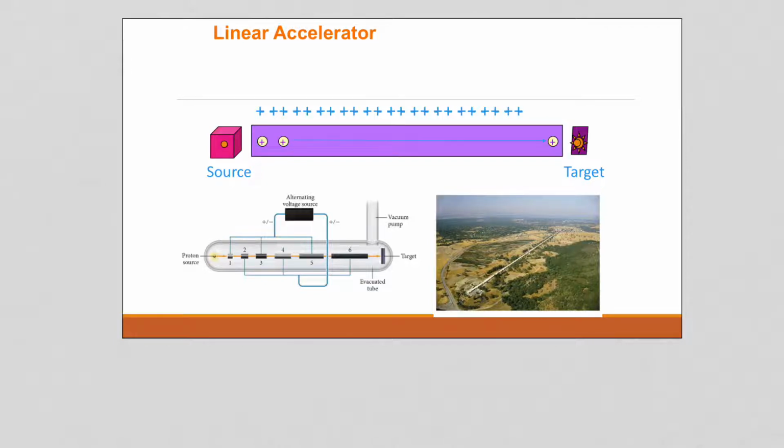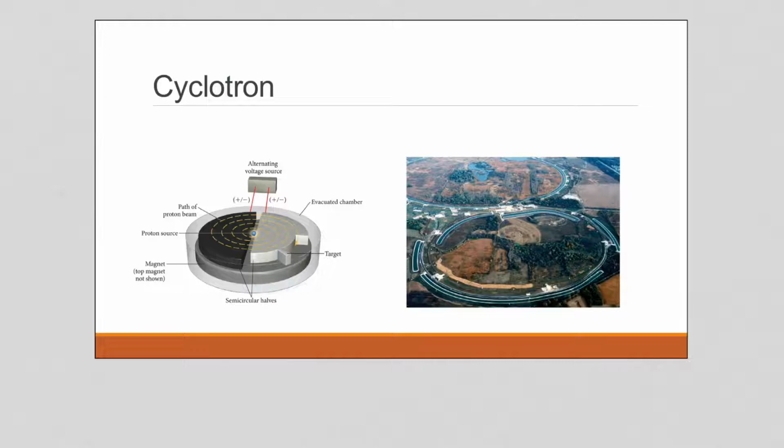Next, we got a linear accelerator, and then we have a cyclotron. So this is a close-up of the Fermi cyclotron. You can see the rings here of the cyclotron. And the difference here is we alternate the charge on the two halves of this.